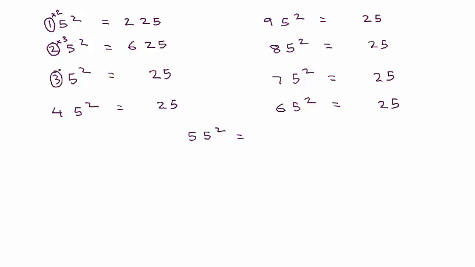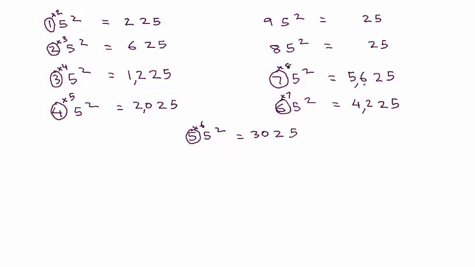Let's go. 3 times 1 more than 3 is 3 times 4, that's 12. So this is 1225, that's 35 square. Similarly, 45 square, you guessed it right, is 4 times 5, that's 20. So this is 2025. 55 square is 5 times 6, and 5 times 6 is 30. So we have 3025. 65 square is 6 times 7, and 6 times 7 is 42. We have 4225. 7 times 8 is 56. So 75 square is 5625.